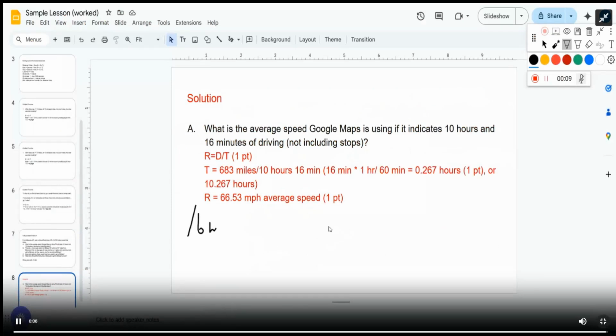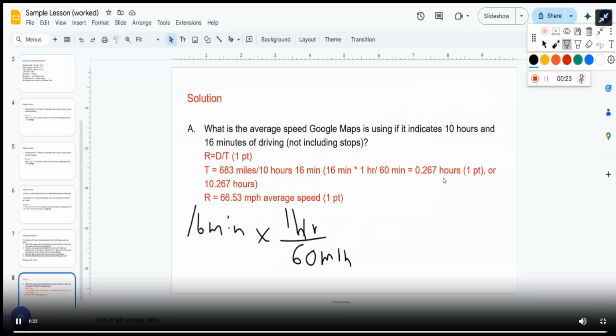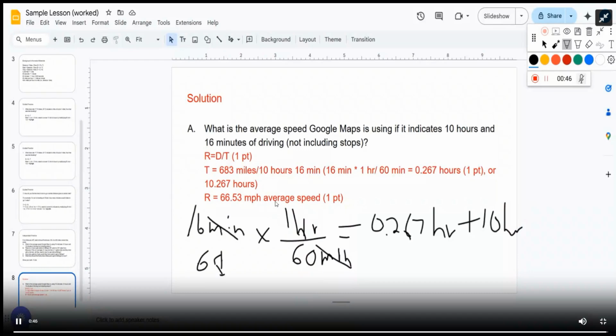So what you do is you take your 16 minutes, you multiply it by 1 hour divided by 60 minutes. Our minutes will cancel, and we'll have 16 divided by 60, which equals 0.267 hours. We add that to our 10 hours, and for our time, we have 10.267. So then we take our distance, 683 miles, divided by our time, 10.267 hours, and we get 66.53 average speed, miles per hour. So again, when you're solving for rate, it's distance divided by time.